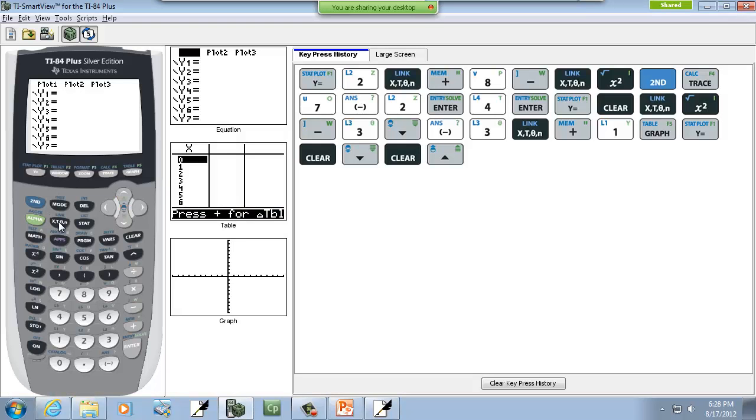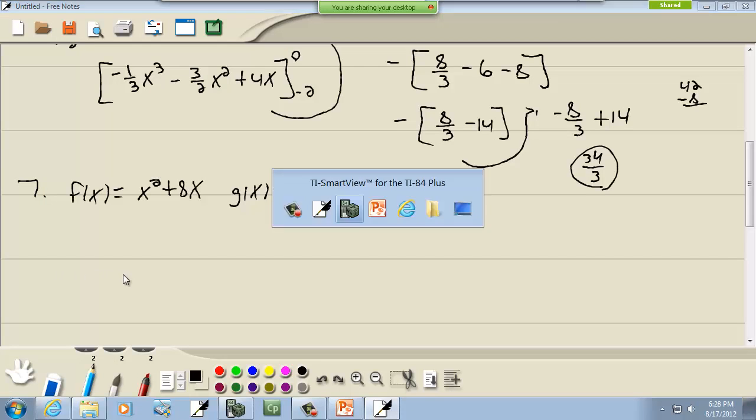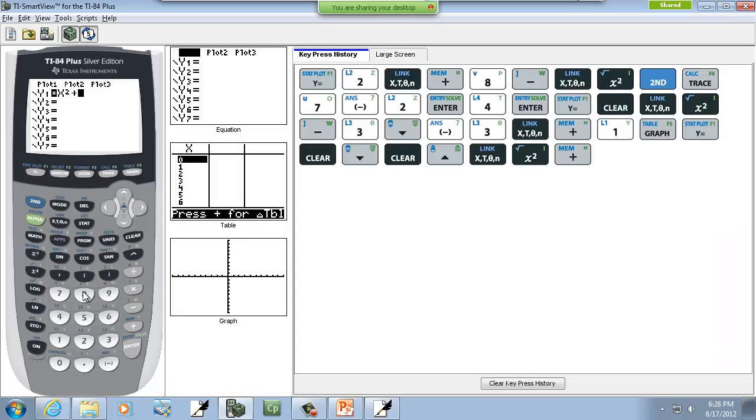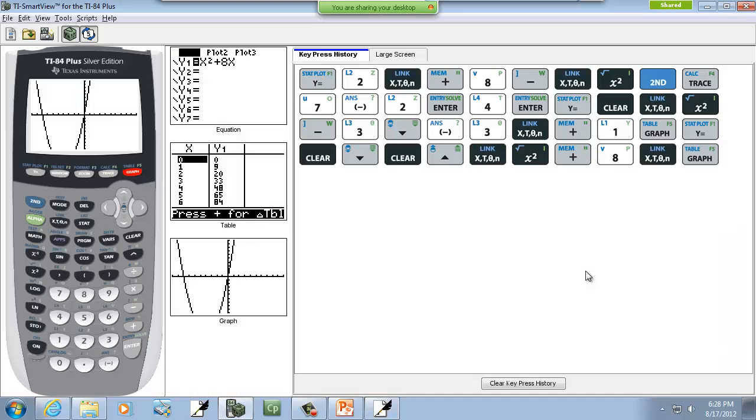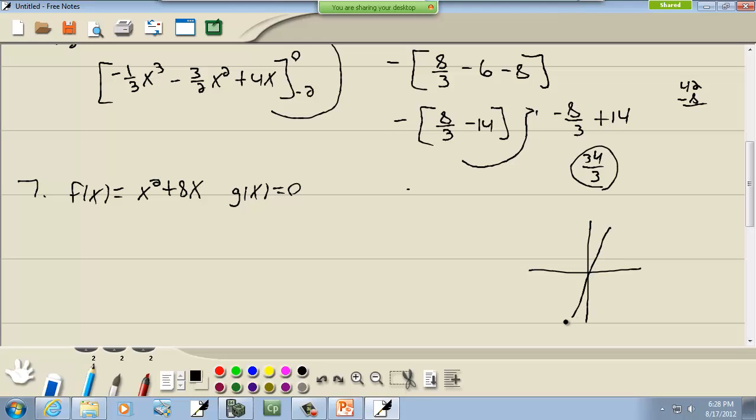Okay, so we've got x squared plus 8x, and then graph. Okay, so that's what the picture looks like. So something like that.